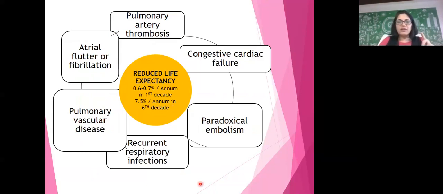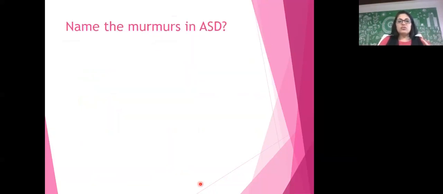Okay, all clear on this? So this leads us to why we should intervene, right? Now, before we get to intervention, what are the murmurs in an ASD? How will we pick up that there's an ASD? So we know if we don't treat an ASD which has right heart dilation, we're going to get pulmonary hypertension and we're going to have issues in adulthood. So how will we diagnose? Can anyone name the murmurs in an ASD? When you put your stethoscope, what will you hear?